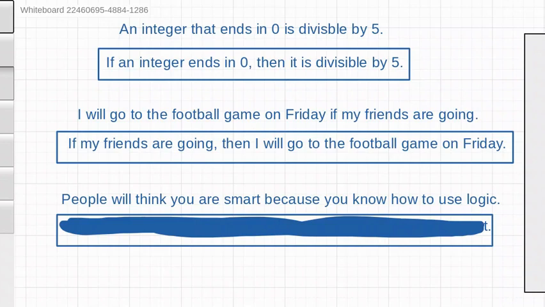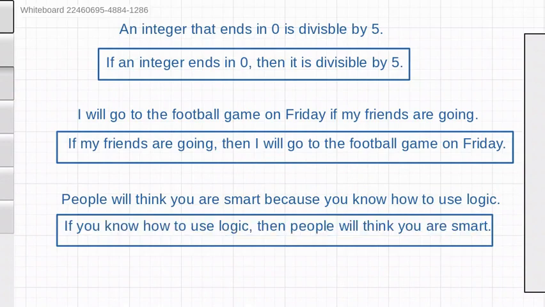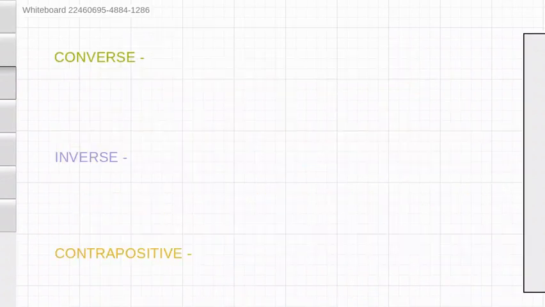Third one says, people will think you are smart because you know how to use logic. Keyword here is because. Because you know how to use logic, people will think you're smart. So you're saying, if I know how to use logic, then people will think I am smart. So our answer would be, if you know how to use logic, then people will think you are smart.